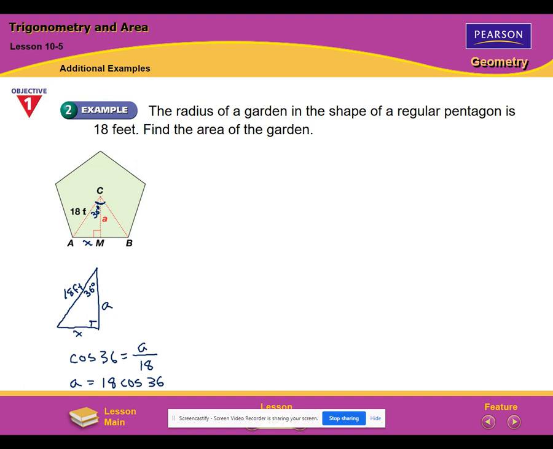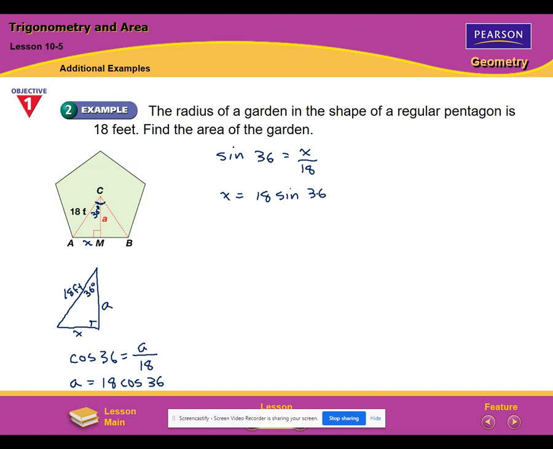And notice from 36 that X is opposite, where 18 is the hypotenuse. This is going to be the SO part of SOHCAHTOA. Let's use sine. The sine of 36 is equal to X over 18. And that means that X is 18 sine 36.